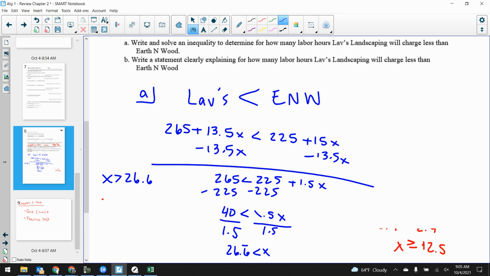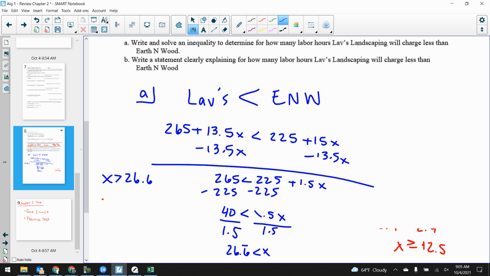For more than 26.6 hours, let's go up to 27. So for 27 hours or more, Labs Landscaping will be cheaper. That's my statement. That's part B. For 27 hours or more, Labs Landscaping will be cheaper. Questions about that?